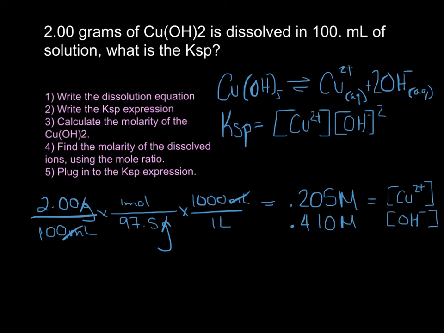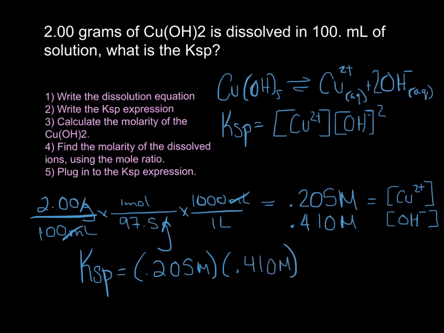So now that we know both of those values, we can plug them into our Ksp expression. Ksp is going to be equal to the concentration of the copper, 0.205, times the concentration of the hydroxide, 0.410, raised to its coefficient, so it's squared. And when I do this on my calculator, it comes out to 3.3 times 10 to the negative 2. And that's our final answer.